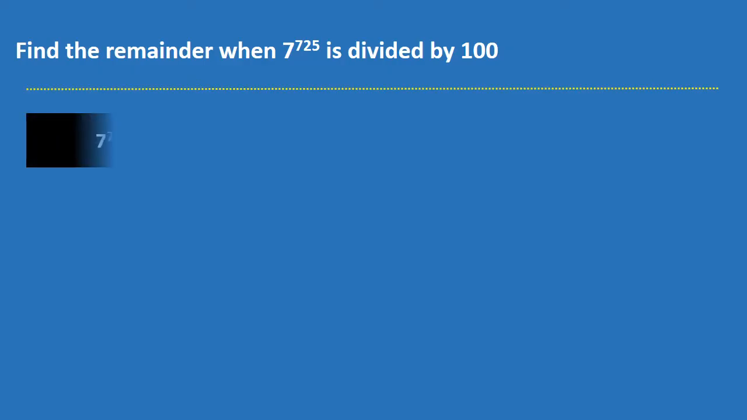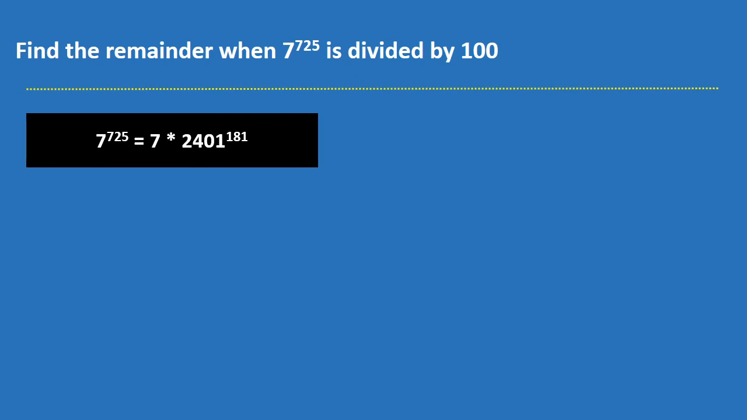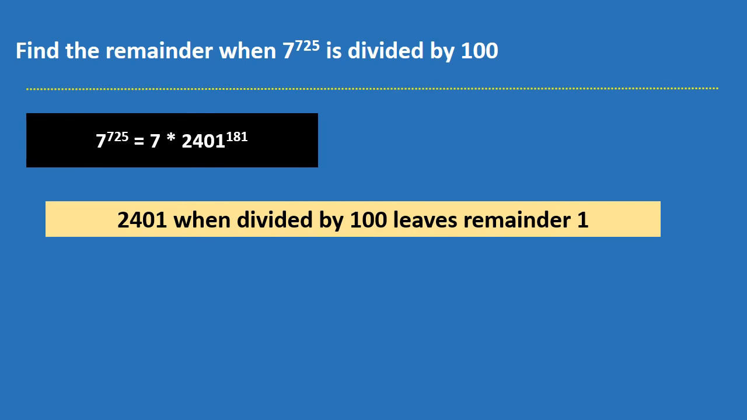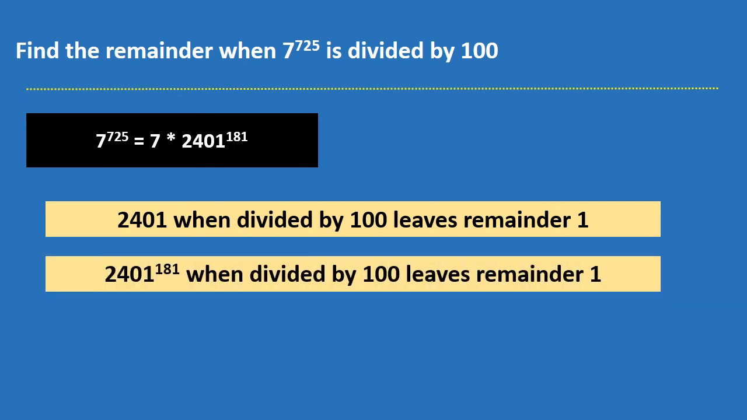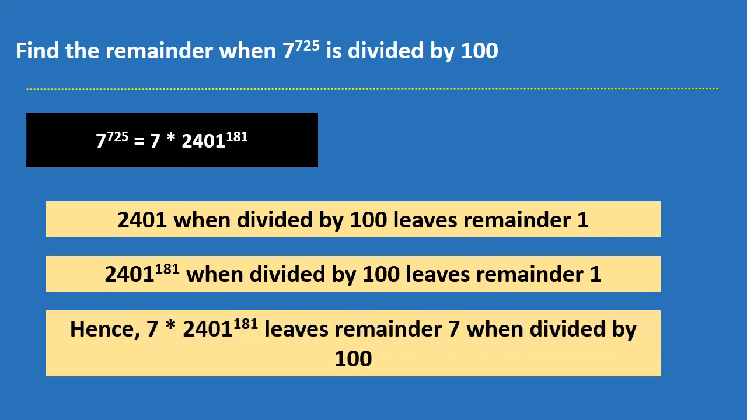Coming back to the question, 7 to the power of 725 can be written as 7 multiplied by 2401 to the power of 181. We have seen 2401 leaves remainder 1. So 2401 to the power of 181 also leaves remainder 1. Hence 7 multiplied by 2401 to the power of 181 leaves remainder 7 into 1, that is 7, when divided by 100. Hence the answer is 7.